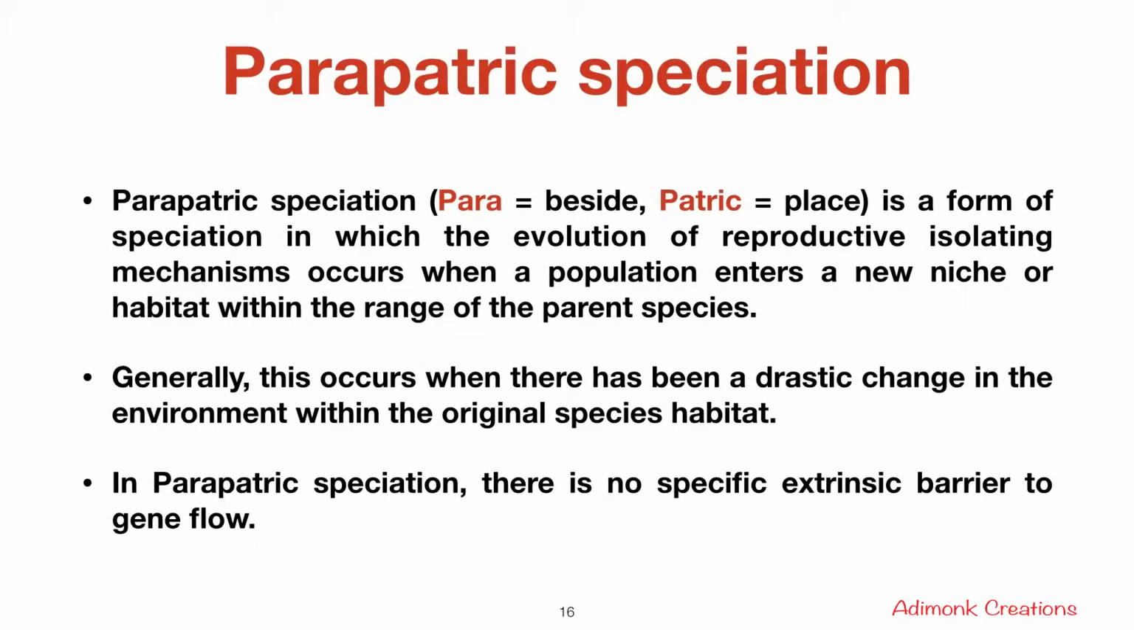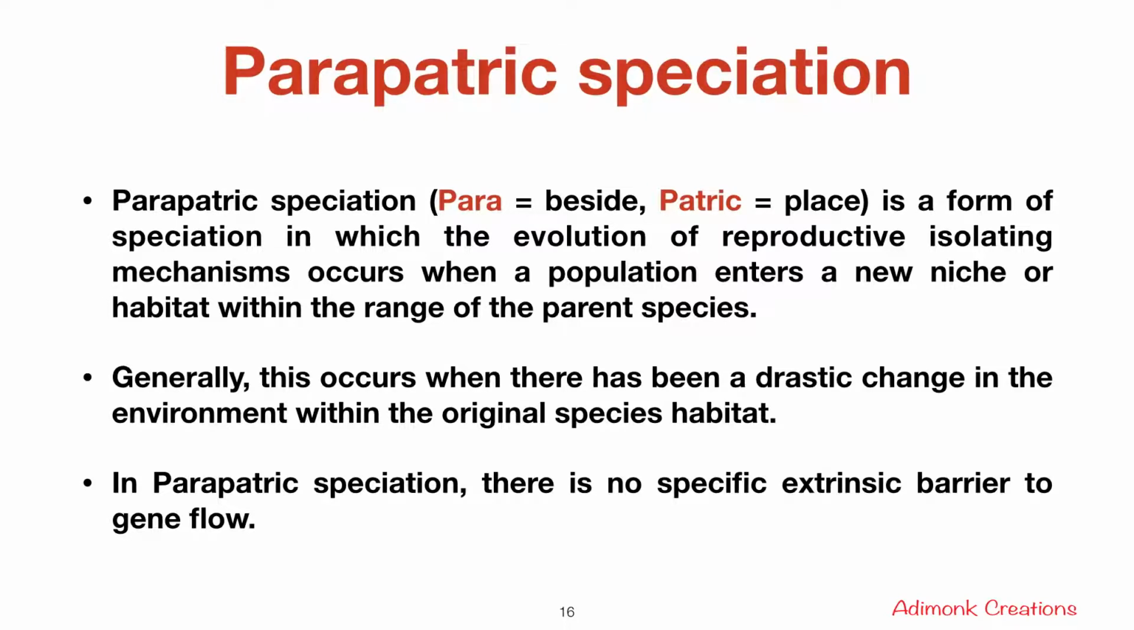Now finally the parapatric speciation. Parapatric speciation means that para means beside, patric means place. So parapatric speciation is a form of speciation in which the evolution of a reproductive isolating mechanism occurs when a population enters a new niche or habitat within the range of the parent species. Generally this occurs when there has been a drastic change in the environment within the original species habitat.